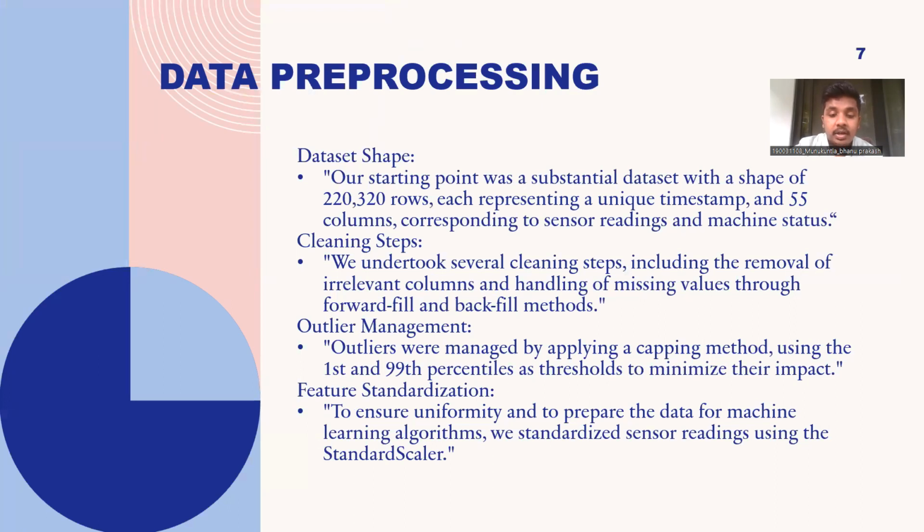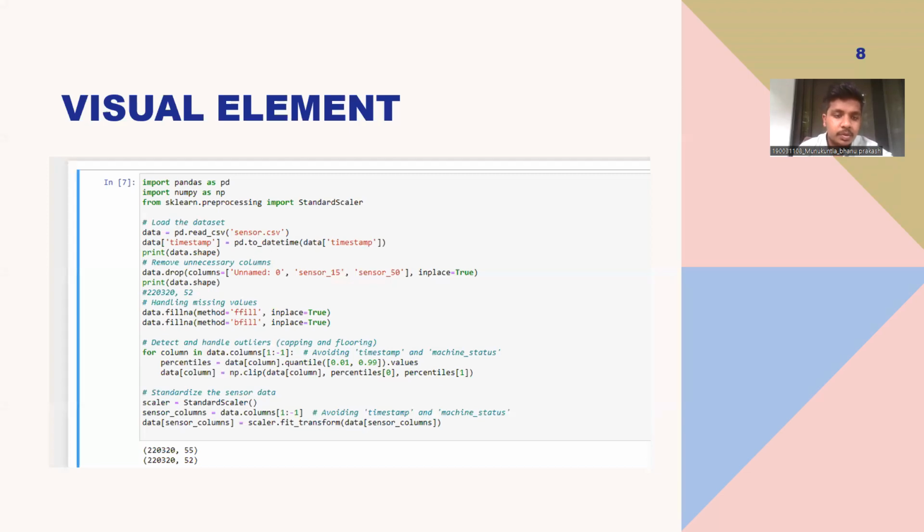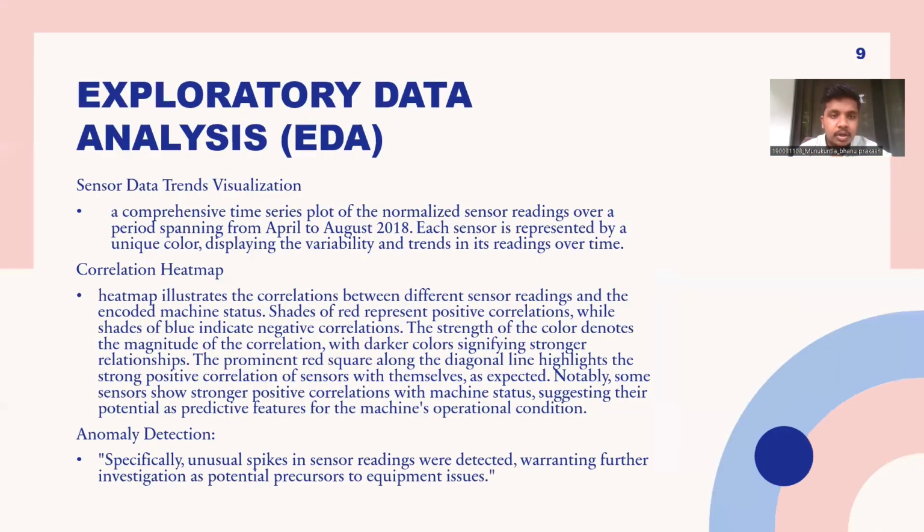Data pre-processing. Firstly, I cleaned the data by removing unnecessary columns and filling in missing values. Then I made sure all data points were consistent and ready for analysis by adjusting for outliers and standardizing the measurements. And I've used many useful algorithms to do this data pre-processing. And this is a visualization of my code, and this is the EDA, exploratory data analysis.